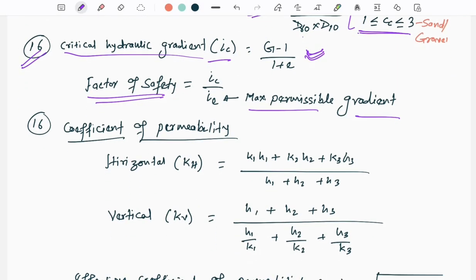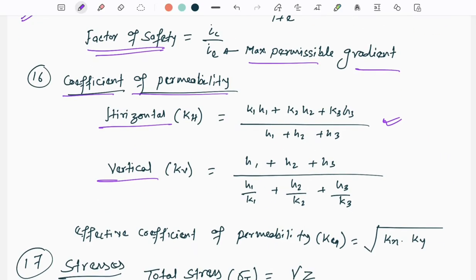Next is the coefficient of permeability. There are 2 types: horizontal permeability and vertical permeability. Suppose there are different layers: permeability K1 with thickness H1, next layer permeability K2 with thickness H2, and so on. If horizontally aligned, the equivalent horizontal permeability is K1 H1 plus K2 H2 plus K3 H3 divided by H1 plus H2 plus H3. If vertical, it is H1 plus H2 plus H3 divided by H1 by K1 plus H2 by K2 plus H3 by K3.